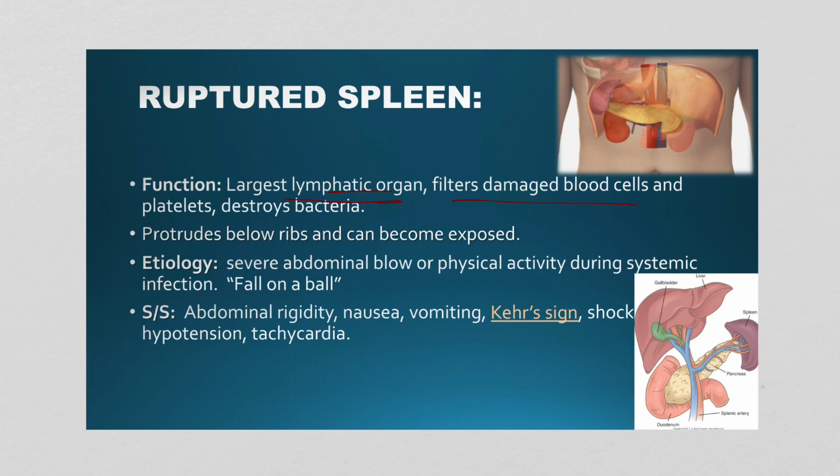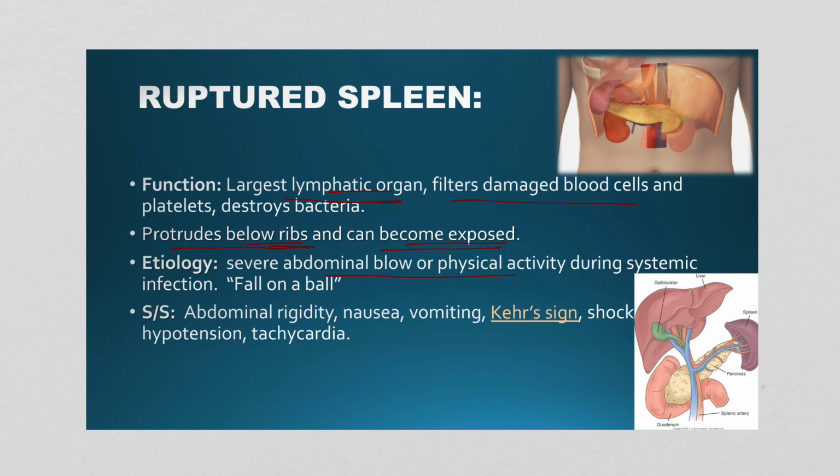Now, the spleen, as we said in the image of the quadrants or the 9 abdominal regions, is located in the upper left-hand quadrant. And so essentially when there's any kind of blow to the upper left-hand quadrant, we're concerned. The spleen itself protrudes below the ribs and can become exposed, particularly right underneath the rib cage on the upper left-hand quadrant. And so what's the etiology? How does this happen?